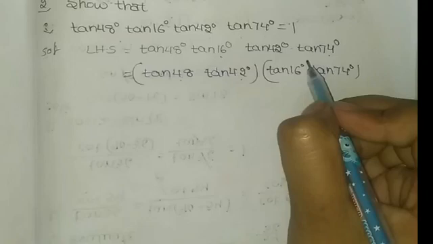Tan 42 cancels, tan 74 cancels. Here we have 1, here we have 1. 1 into 1 is 1. So the answer is 1.